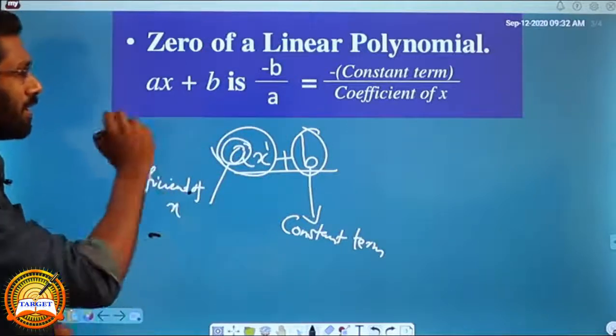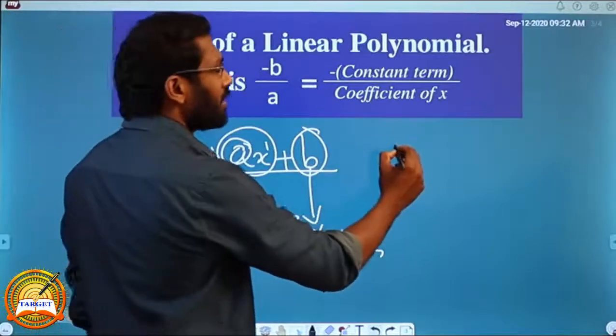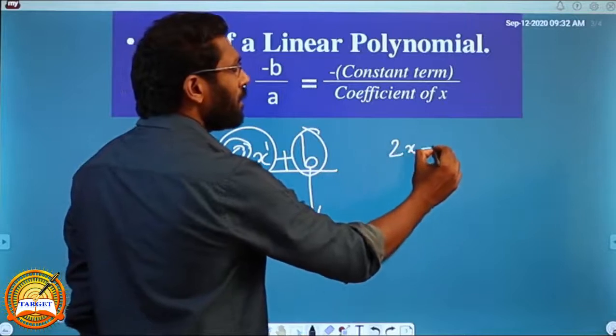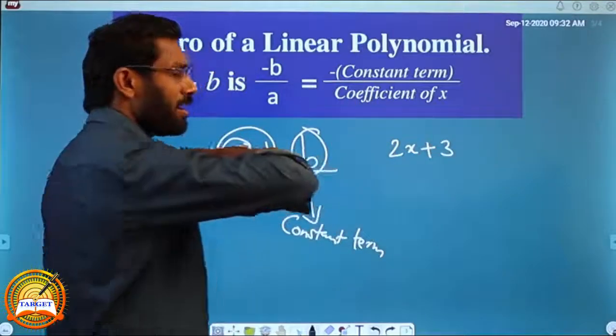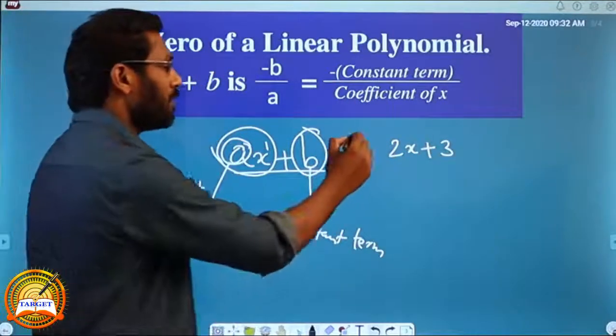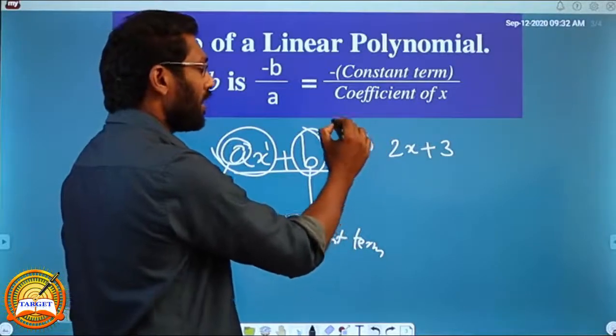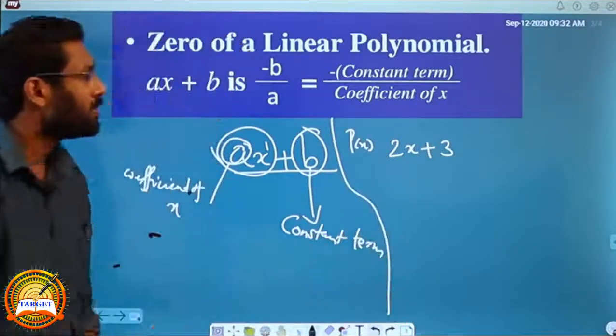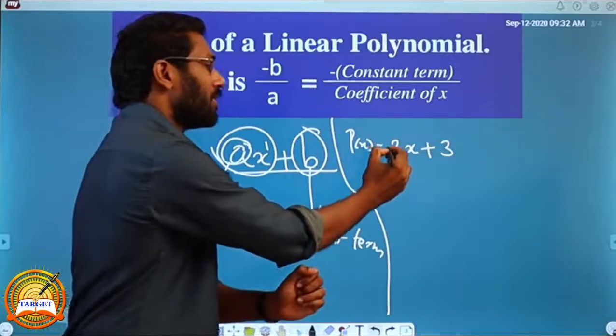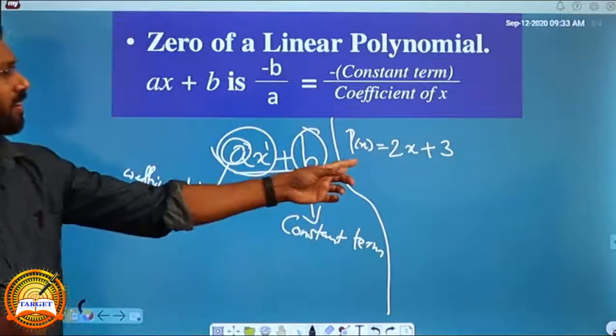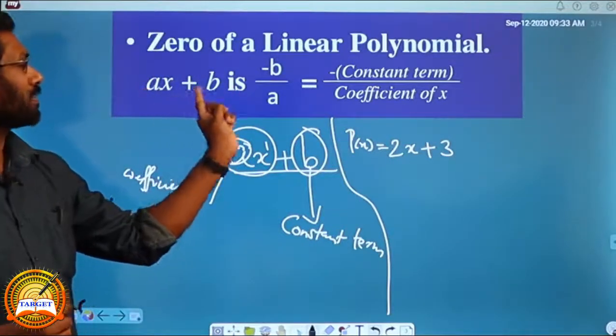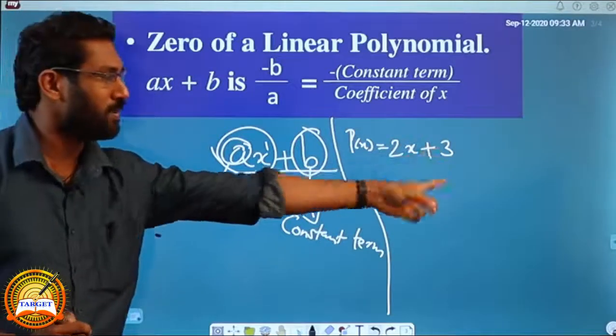So in this way, by knowing this definition, we can find the zero of any polynomial in the form of ax plus b. Look at this polynomial. I have given another polynomial. Now p of x equals 2x plus 3. Clearly it is in the form ax plus b.